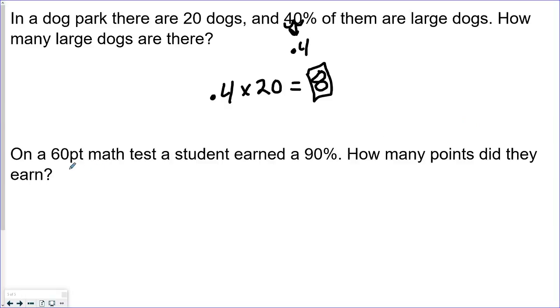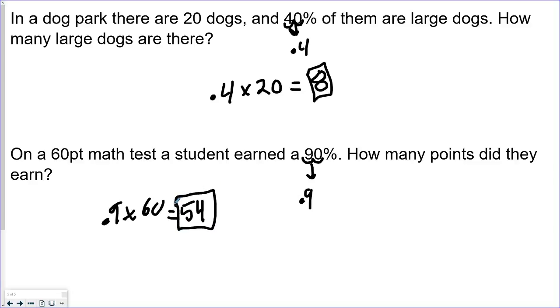What about a test? You have 60 points on a math test, and this guy earned 90%. How many points did he get? Well, again, 90% as a decimal, jump it left twice, is 0.9. We're going to take 0.9 times 60. And then this will get how many points he earned. So we know the percent is 90%. We want to say, okay, how many questions or points did you actually get correct on this test? In that case, it's 54 points. So we got a 54 out of 60, which is basically right here at 90%.